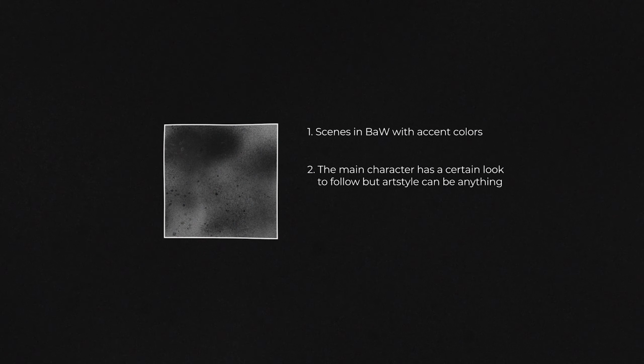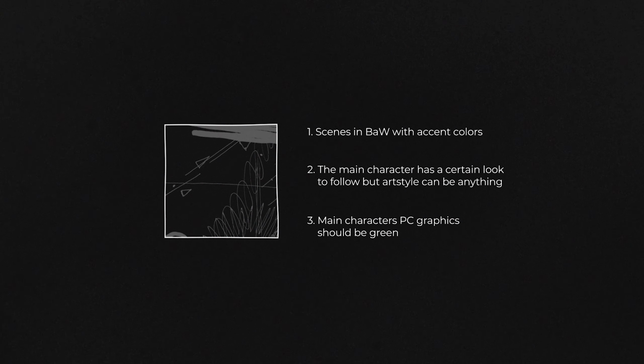This included a lot of full motion graphic scenes, including the outro. For the whole video, we had a couple of overarching rules. 1. Scenes in black and white with accent colors. 2. The main character has a certain look to follow, but the art style can be anything. And 3. The main character's PC graphics should be green.